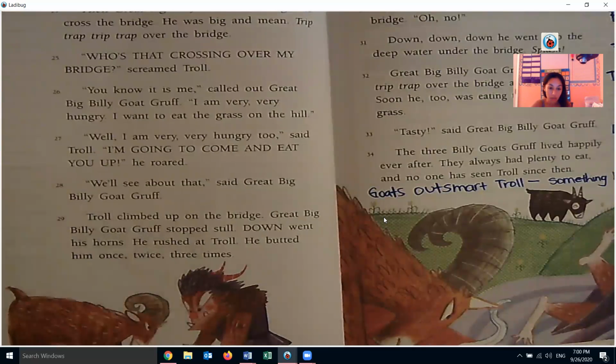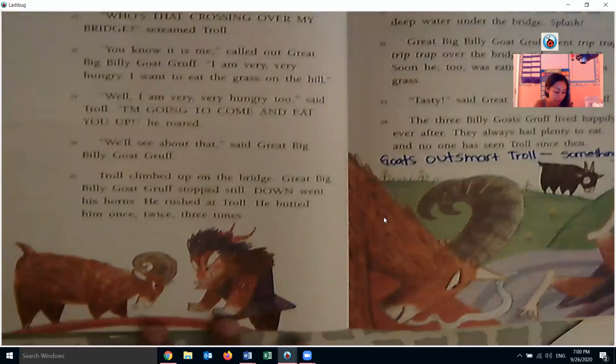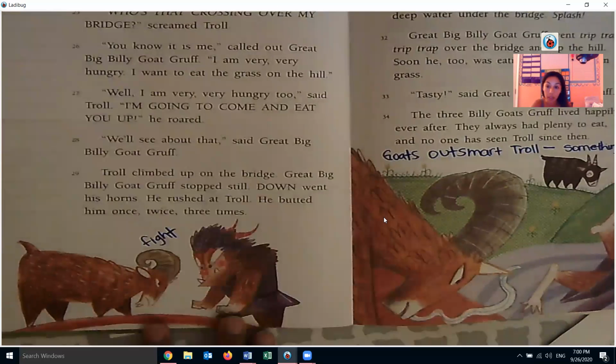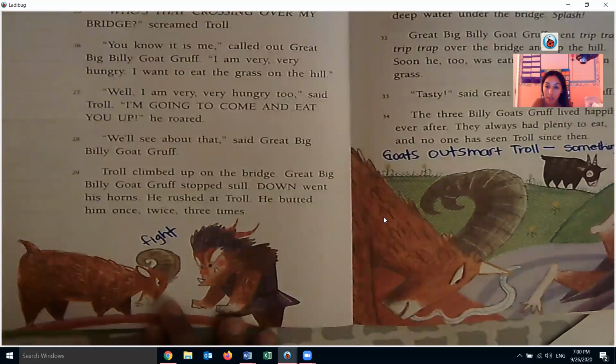So this picture shows kind of that fight between Troll and the great big Billy Goat. He didn't say, oh, there's another one coming. He didn't outsmart him. He fought him and said, no, you're not going to come eat me. We'll see about that.